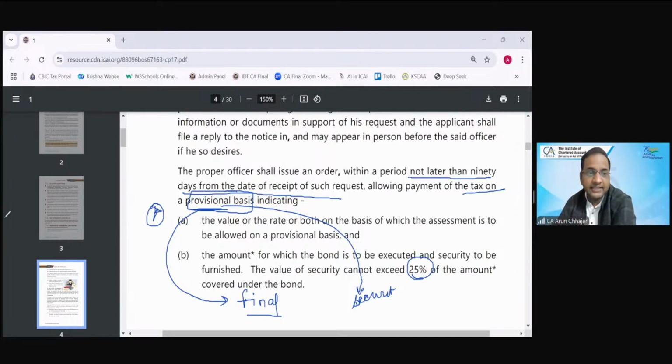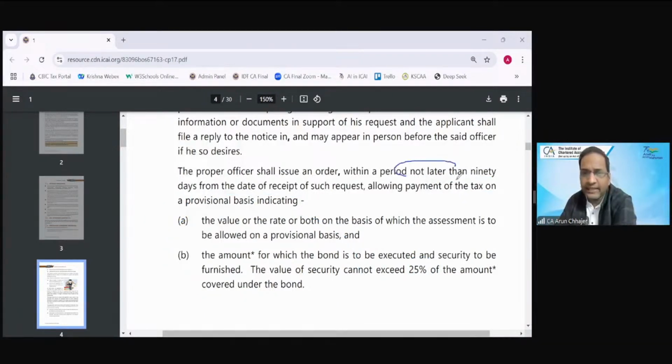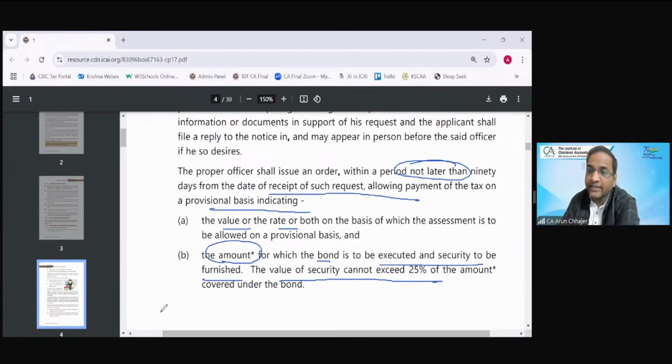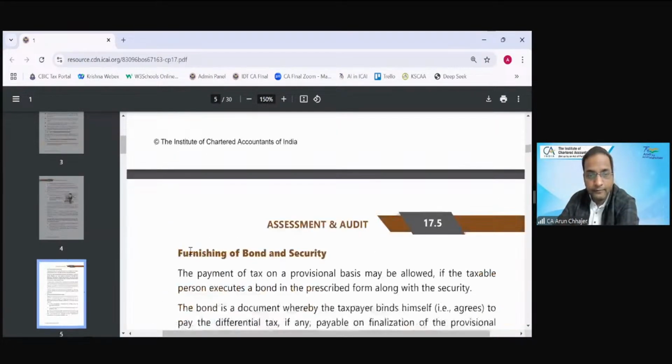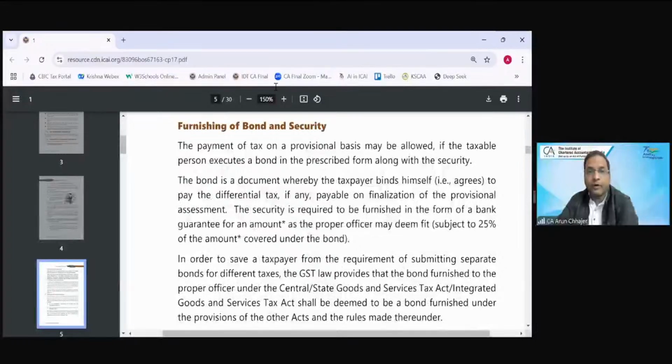Okay. What is the time limit? 90 days, not later than 90 days from the date of the receipt of the application, allowing the payment of the tax on provisional basis, indicating the value or the rate and the amount for which the bond is to be executed and security is to be furnished. The value of the security cannot exceed 25% of the bond. Furnishing of the bond and security.